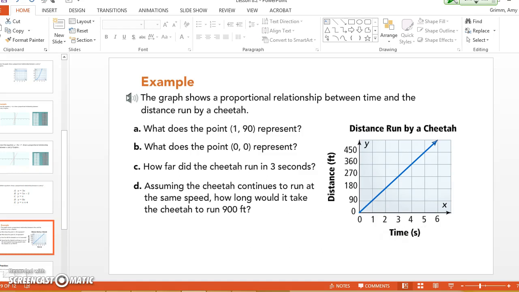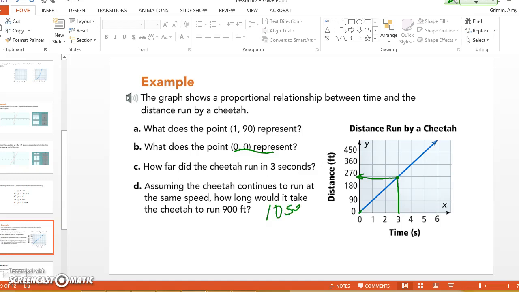Next question. What does the point 0, 0 represent? Rachel? Very good. So at time 0, he hasn't gone anywhere. Poor cheetah. How far did the cheetah run in 3 seconds? 270 feet. Very good. And assuming the cheetah continues to run at the same speed, how long would it take the cheetah to run 900 feet? 12 seconds? 10 seconds. Yes, I agree it's 10 seconds.